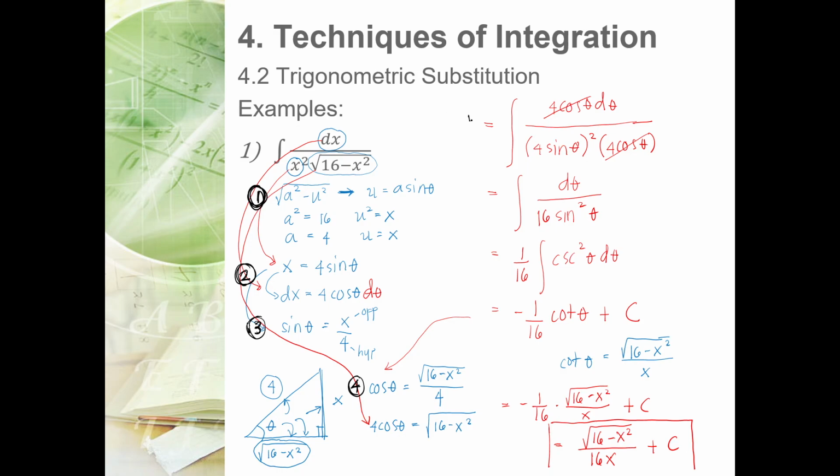Of course, number 5 would be the substitution part. Replace everything, and keep in mind that everything has to be in the theta parameter, so from x going to theta. Then the sixth step is replacing theta back to x again. So these 6 steps are recurring steps with each problem that you're going to answer.